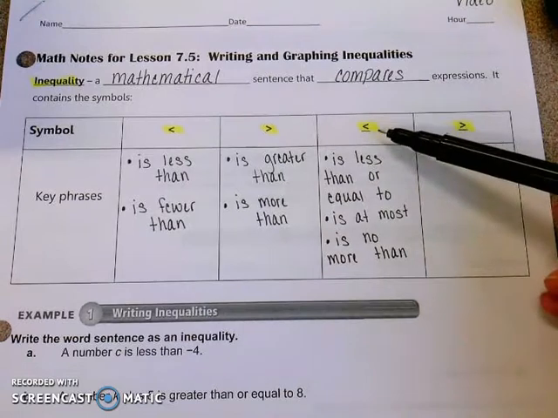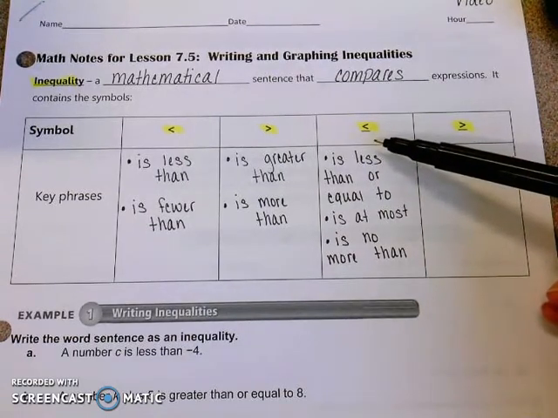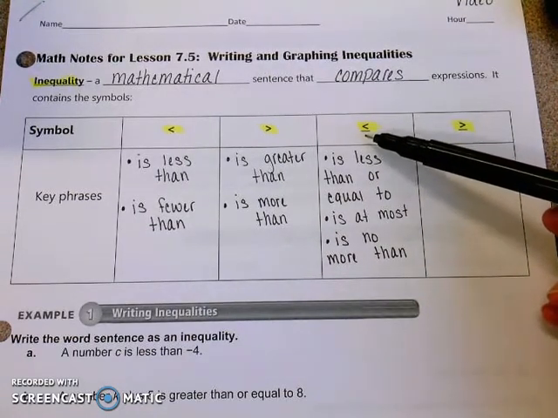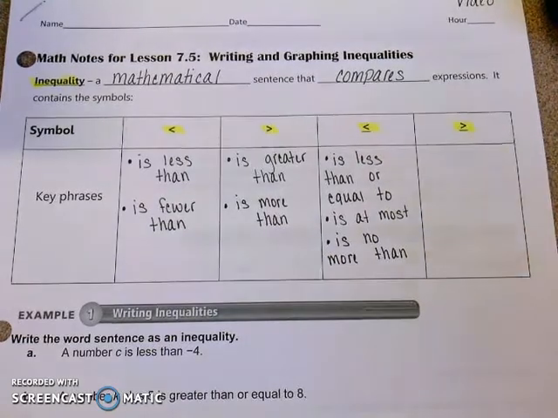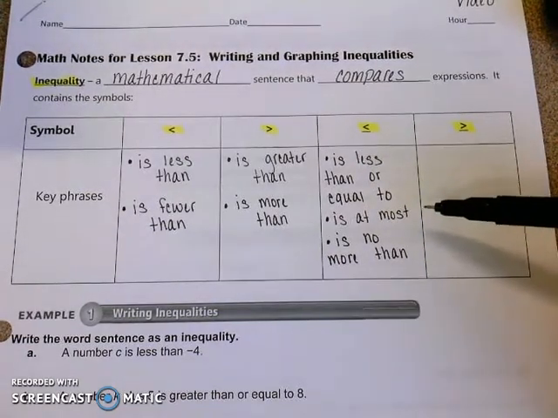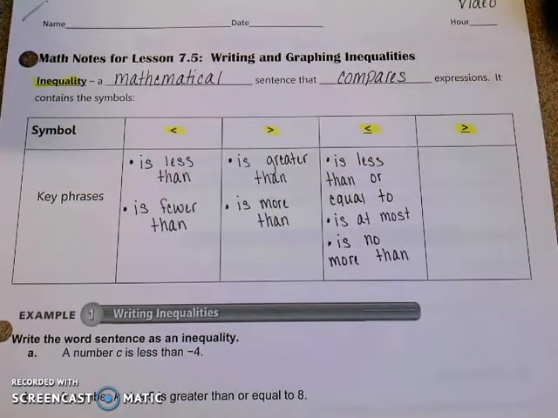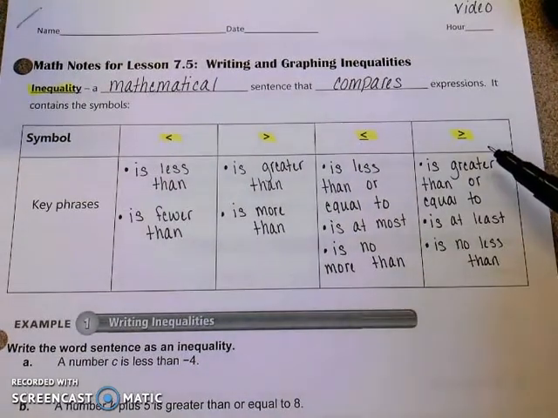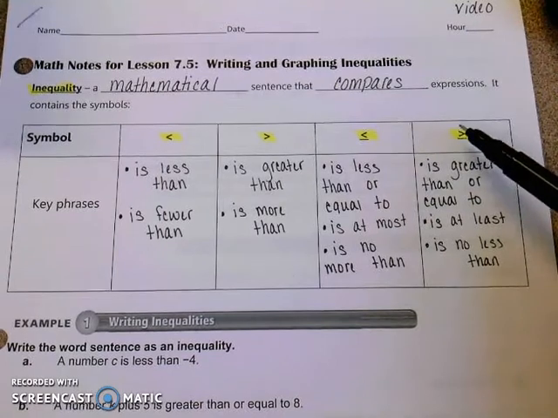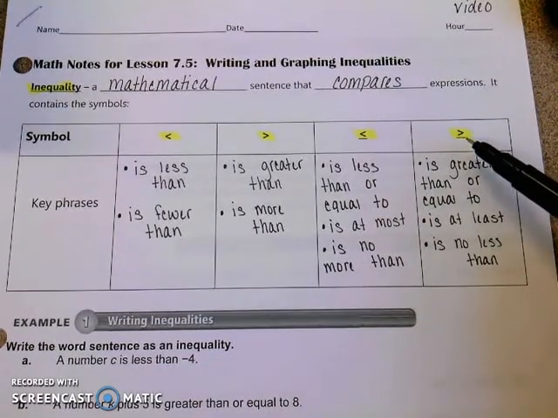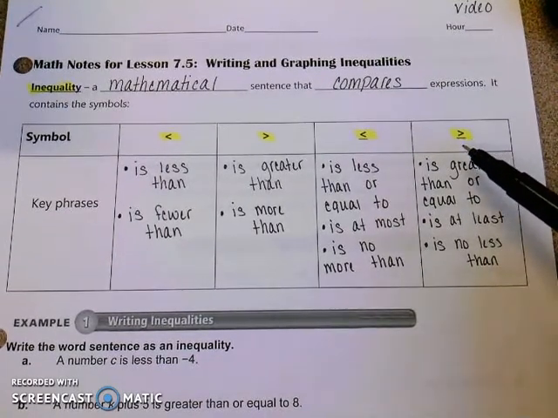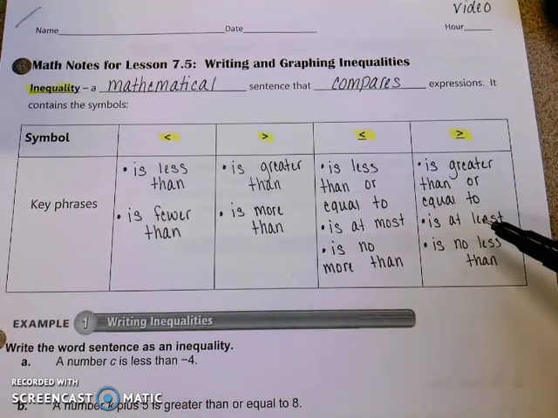This symbol is our less than or equal to, so it's the less than symbol, but there's a line underneath it. That means less than or equal to. You may also see is at most or is no more than. And then is greater than or equal to, so it's that greater than symbol, but with that line underneath, so again, that means equal to as well. Sometimes you'll see is at least or no less than.